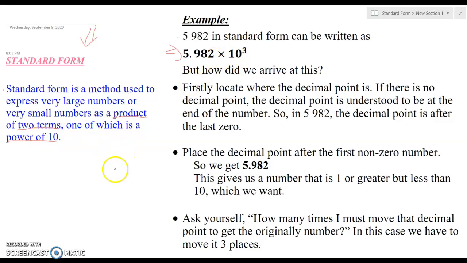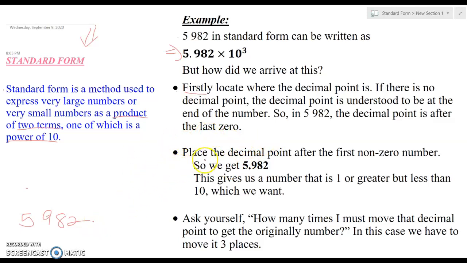So the first point here: firstly, locate where the decimal point is. So I'm just going to write the number down here. 5,982. Are we seeing any decimal point? I know I'm not seeing any decimal point, but anytime you don't see a decimal point in a number, the decimal point is understood to be right at the end. It's like it's invisible, but it's there. So if you don't see a decimal point in a number, it's at the end. Cool. So we recognize where our decimal point is supposed to be.